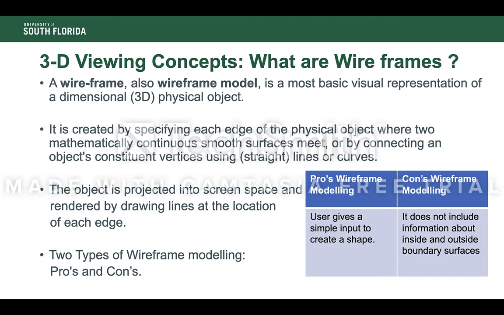There are two basic aspects of wireframe modeling, namely pros and cons. In the pros, a user gives a simple input to create a shape, and in the cons, there is no information about the inside and outside boundary surfaces. When you start 3D viewing, the first thing you do is create a wireframe model of the particular 3D object.